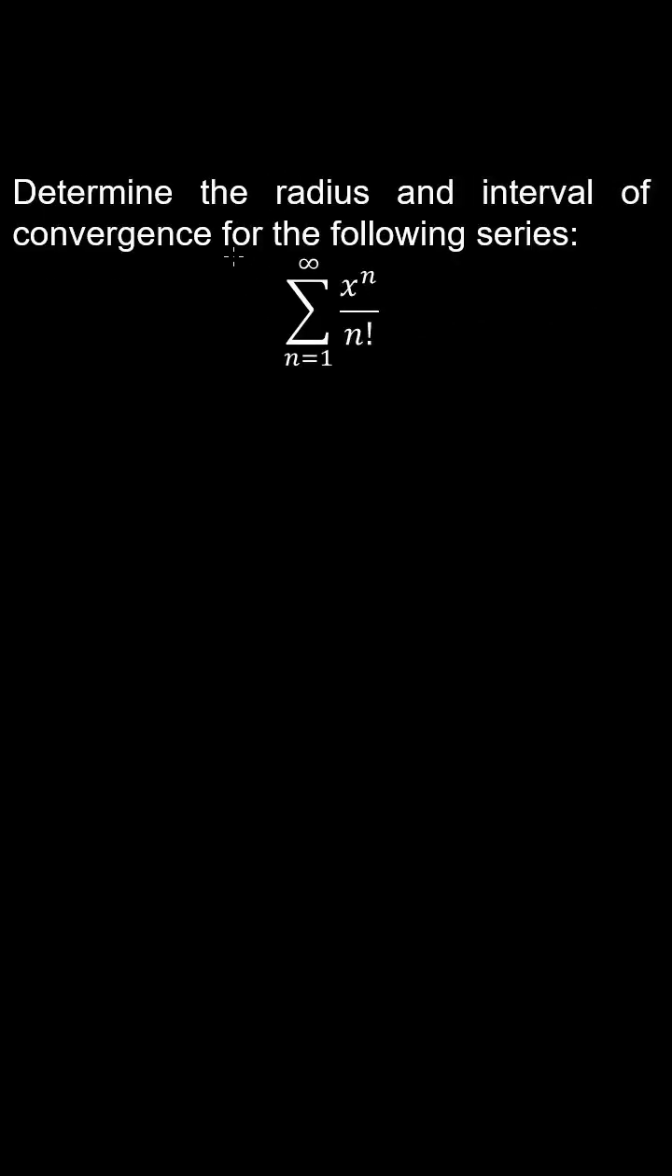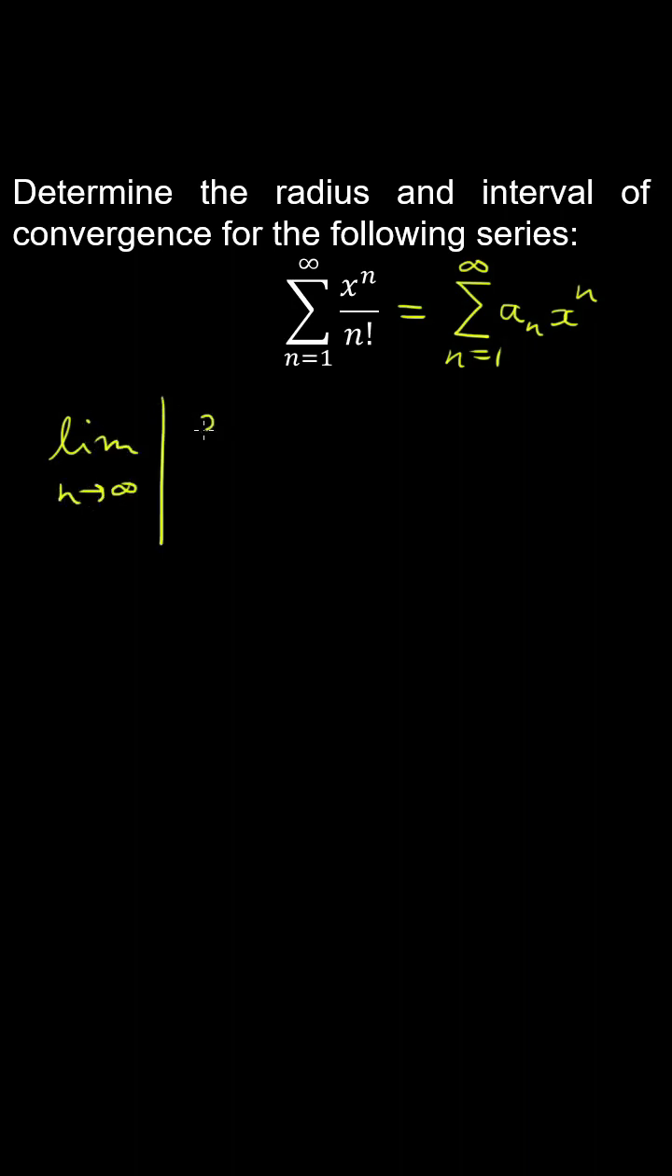Let's find the radius and interval of convergence for the following series. And we recognize this is a power series because we can write it as follows. And now we check for absolute convergence using the ratio test. So we take the absolute value of the ratio of the next term in the series to the current term in the series. And we take the absolute value because x can be negative, and the ratio test applies only if this ratio is positive.